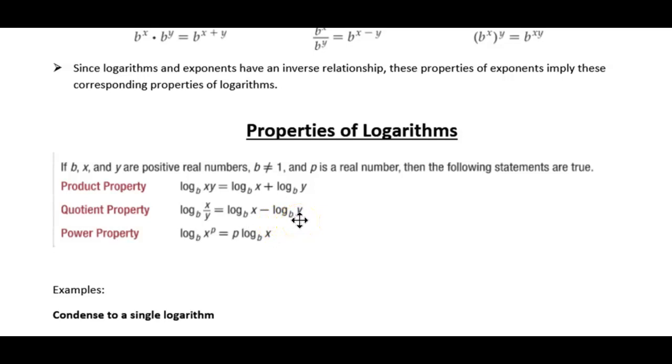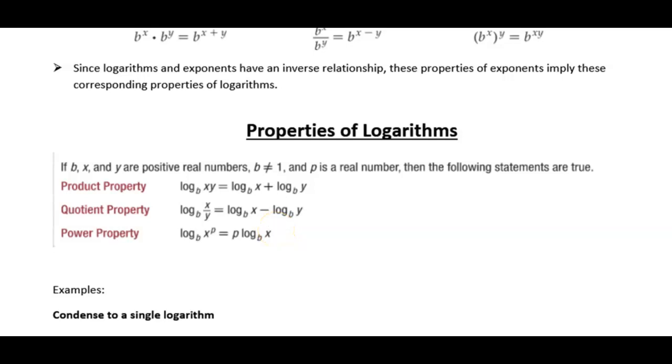And then this is what we call our power property. In the condensed version, we want to have things raised to powers, and in the expanded version, those powers that were on the thing you're taking the log of actually come out front as a coefficient. When you go to condense it, like I said, this would be the expanded version, you take the coefficient out front and bring it up as an exponent on the thing you're taking the log of.